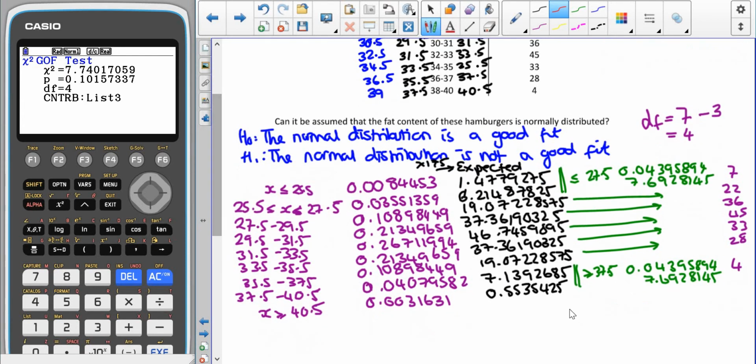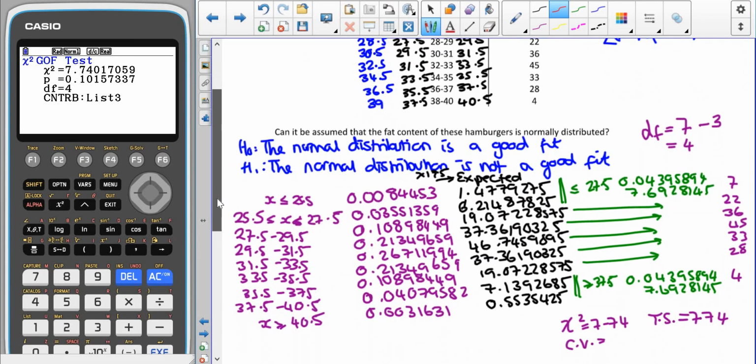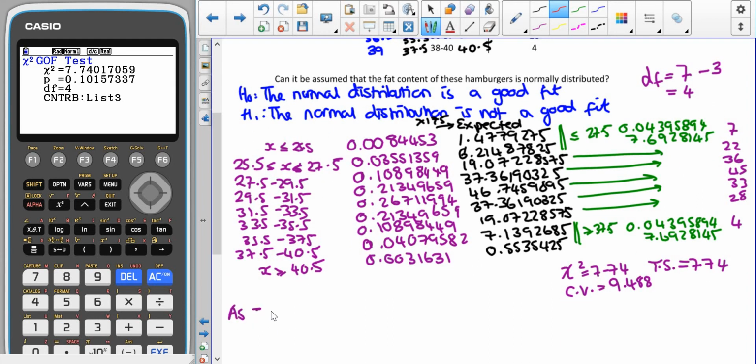That gives me a chi-squared value of 7.74. That's the test statistic. The critical value, looking at page 20, we weren't told what significance level to use, so that means we're looking down from 0.95, we're looking across from 4, and that gives me 9.488. So then as the test statistic is smaller than the critical value, we accept H0 at a 5% significance level.